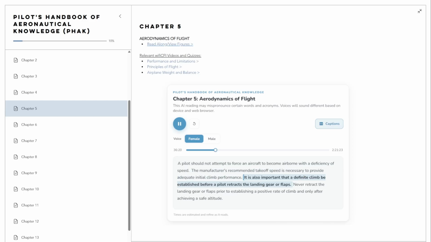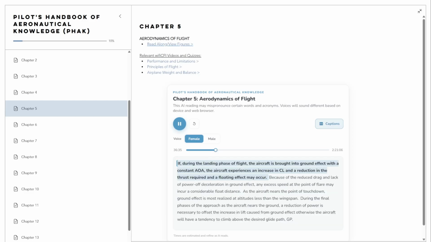It is also important that a definite climb be established before a pilot retracts the landing gear or flaps. Never retract the landing gear or flaps prior to establishing a positive rate of climb and only after achieving a safe altitude. If, during the landing phase of flight, the aircraft is brought into ground effect with a constant AOA, the aircraft experiences an increase in CL and a reduction in the thrust required and a floating effect may occur.